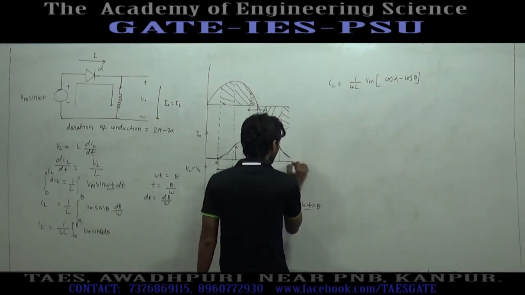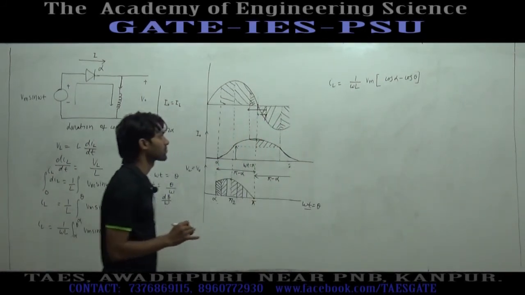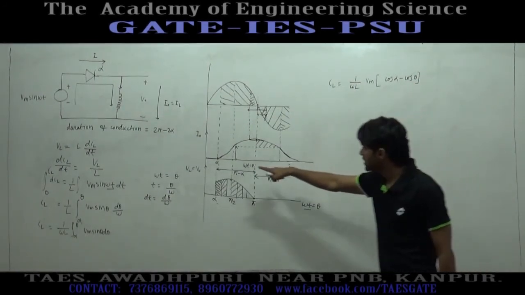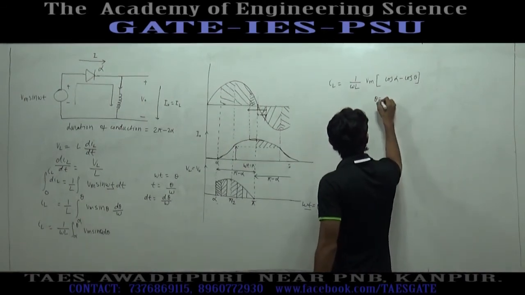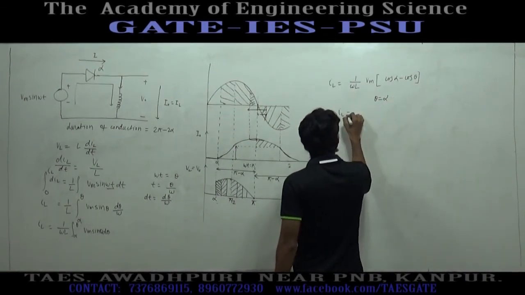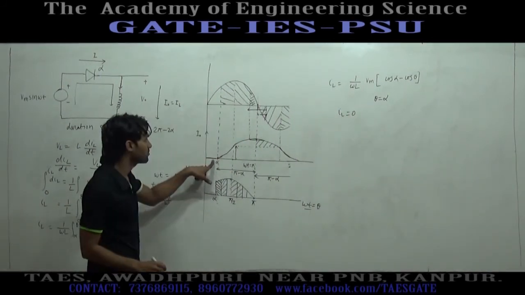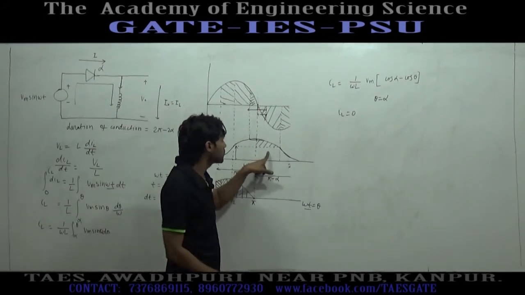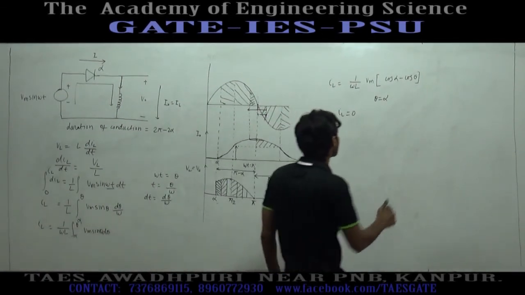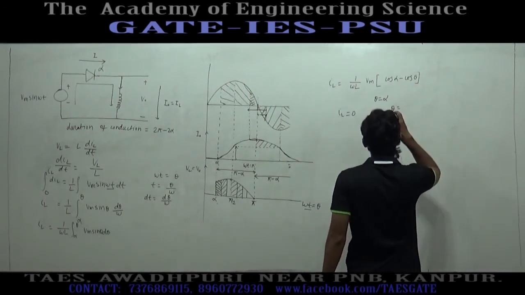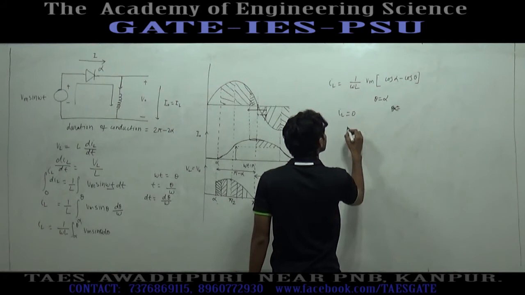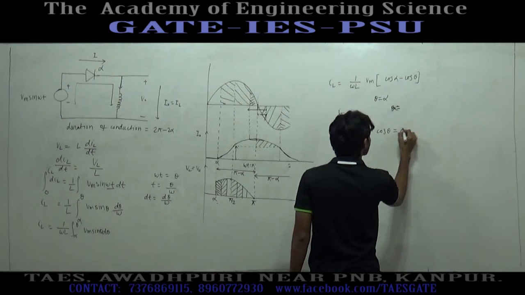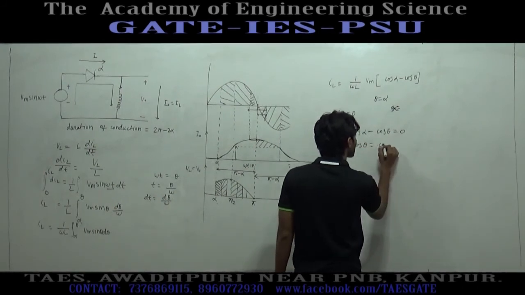If we want to find out the duration of conduction of current, before theta equal to alpha we know that the current is 0. If we put theta equal to alpha, IL will become 0, and this is also seen from the graph. We have to find out the angle at which the current will again become 0. If we want IL equal to 0, then cos alpha minus cos theta must be equal to 0, hence cos theta equal to cos alpha.